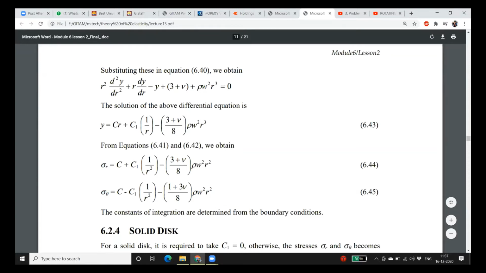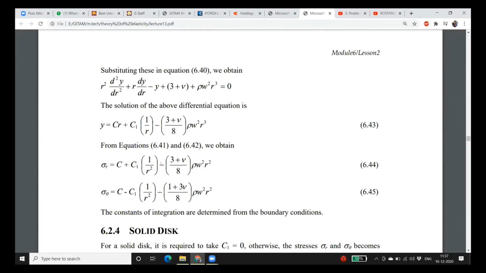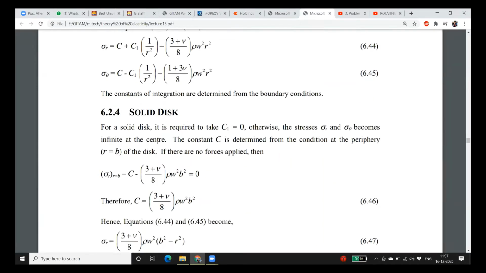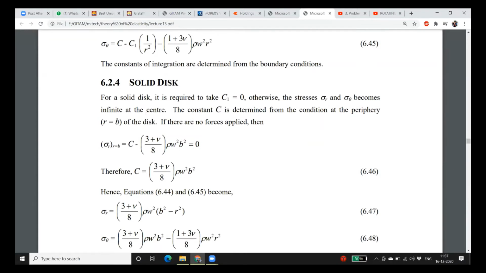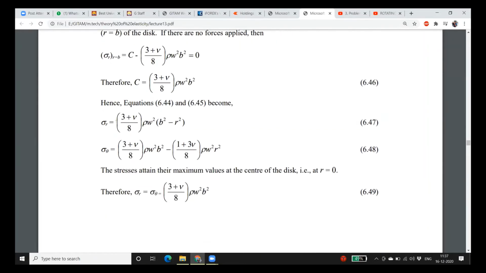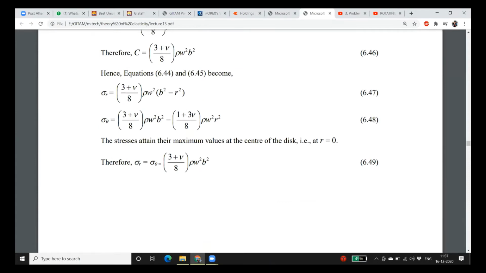Anyhow, I'm going to share this material with you, so you can go into detail on how they have calculated this. And then the solid disk, the same thing. Here in the solid disk, you are extending from the rotating disk to the solid disk, where C1 should be taken as 0 at the center, otherwise the stresses will become infinite at the center. For the solid disk, σr and σθ are given over here, (3 + Poisson's ratio)/8 into this one. And if r equals 0, that is the internal pressure is 0, you're going to get σr and σθ equal to this particular value.